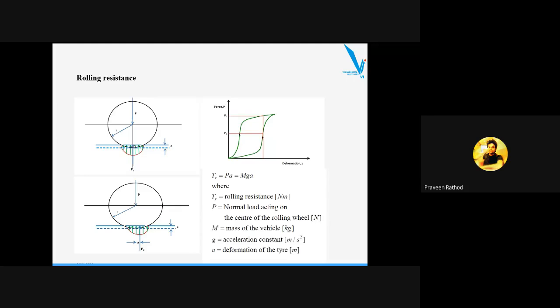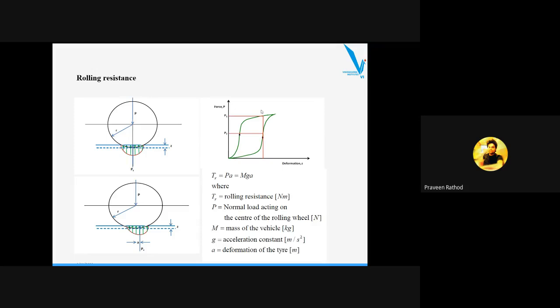The rolling resistance of a tire on a hard surface is due to hysteresis in the tire material. So what is that hysteresis? You can see this figure. We can indicate it with the help of a stress strain curve also.